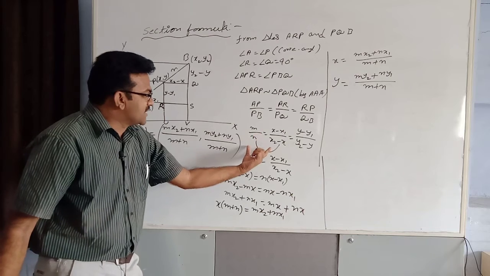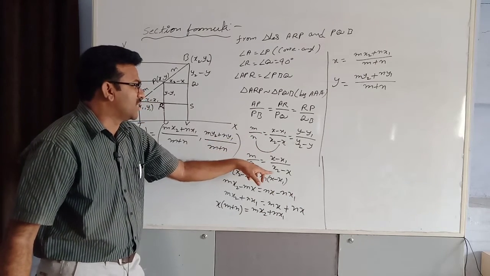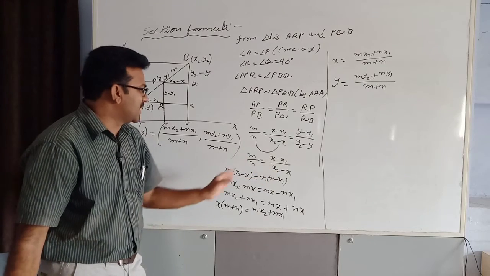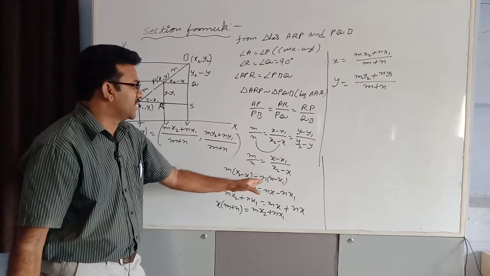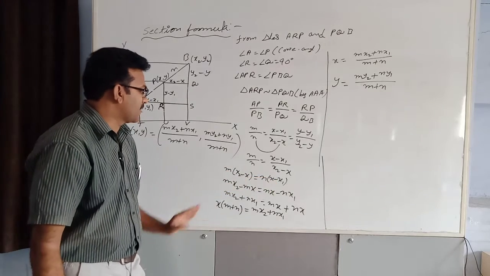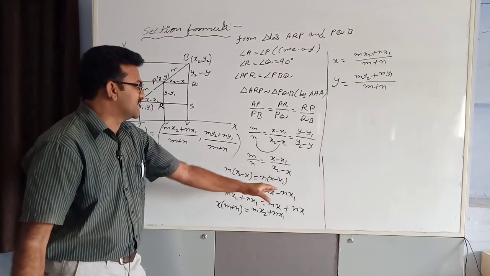I am going to consider these two: m by n is equal to x minus x1 by x2 minus x. By cross multiplication, I got m into x2 minus x is equal to n into x minus x1. So finally, mx2 minus mx is equal to nx minus nx1.